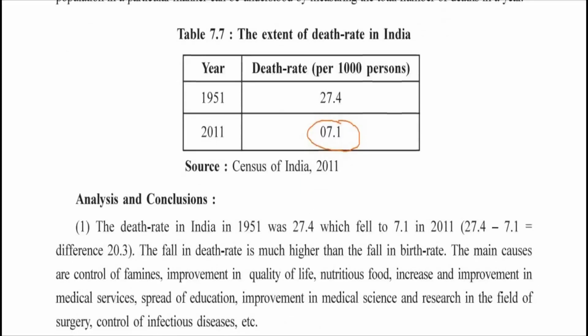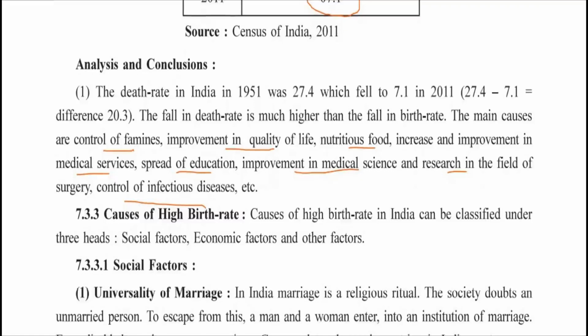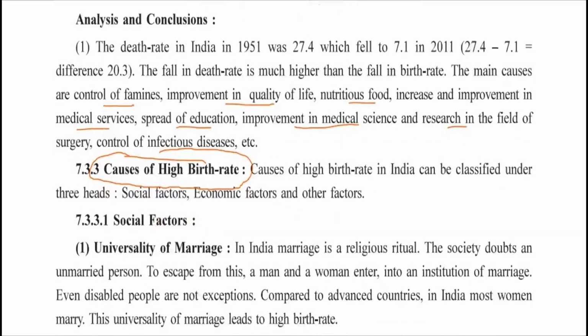So death rate has come down because of famine control, improvement in the quality of life, nutritious food, better medical facilities, better education, improvement in medical science and research, and control of infectious disease. All these are the reasons why our death rate has gone down. Let us talk of this in a little detail. Let us see the causes of high birth rate, and then we'll talk of the causes of low death rate.